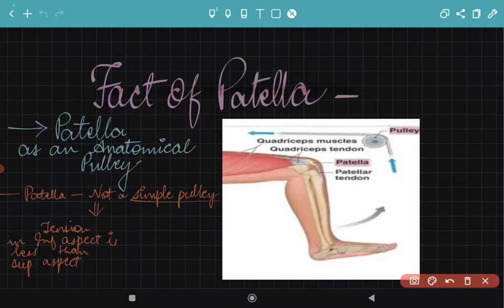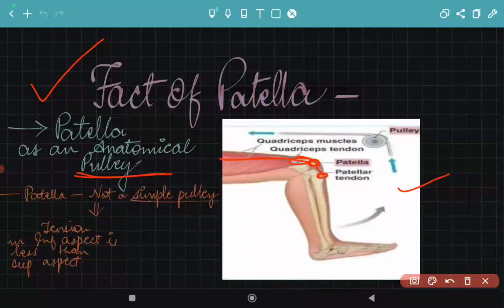In Series 5, continuing with the biomechanics part, we will be discussing the facts of the patella. So the patella acts as an anatomical pulley. Here in this diagram, we can see the quadriceps femoris muscle, the quadriceps tendon, the patella, and the patellar tendon inserting to the tibial tuberosity. So this patella will act as an anatomical pulley.